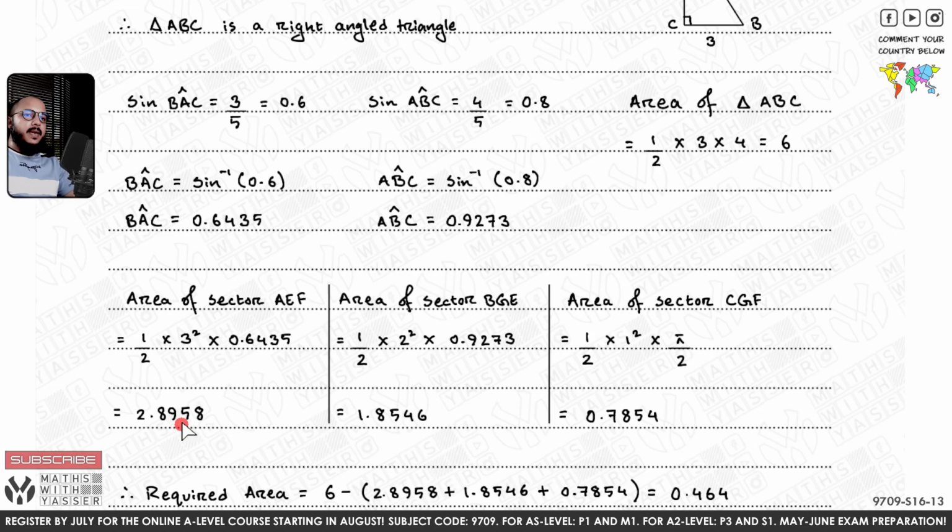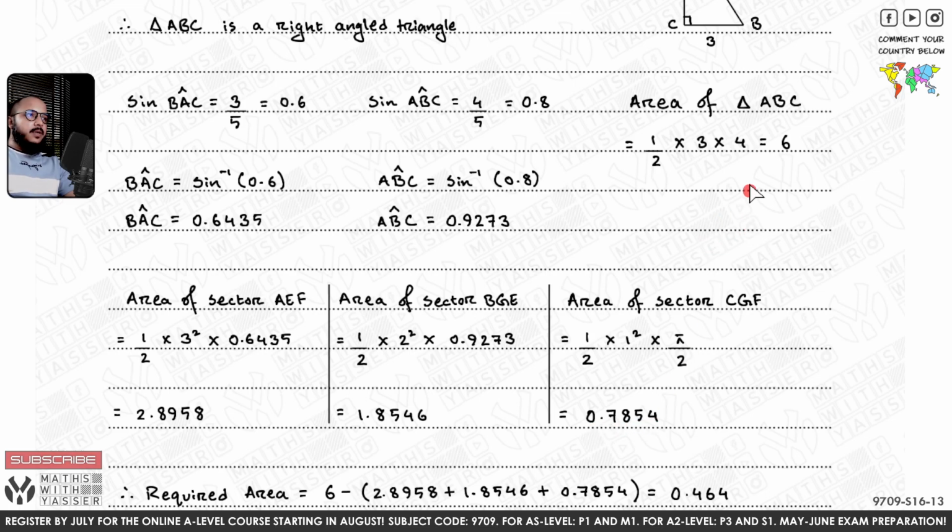That gives us 2.8958. And the area of sector BGE is half r squared theta, where radius is 2, and theta is 0.9273. That gives us 1.8546. And the area of the sector CGF is half times 1 squared times pi by 2, which is 90 degrees. So that gives us 0.7854.